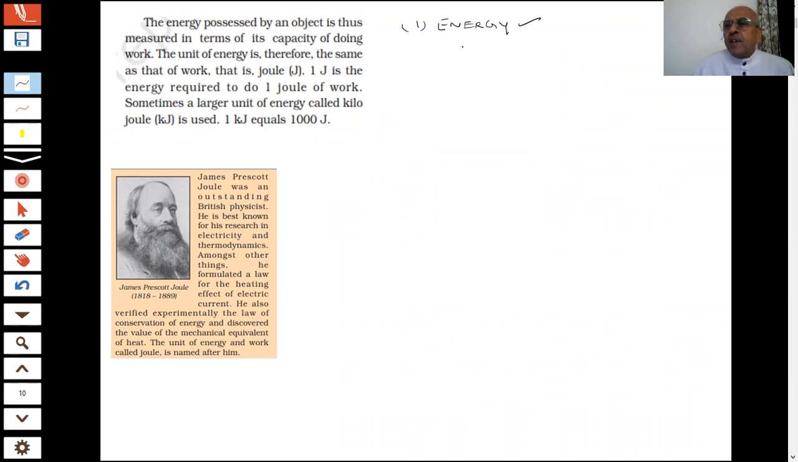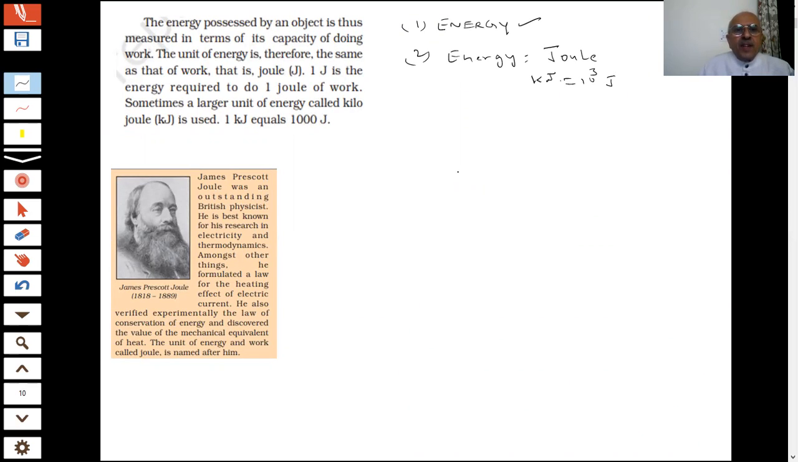Capacity of doing the work. How much capacity you have to do the work? That is our energy. And the units of energy are the same as the work, students. Joules. And the bigger unit is kilojoules. 1 kilojoule is equal to 10 power 3 joules.